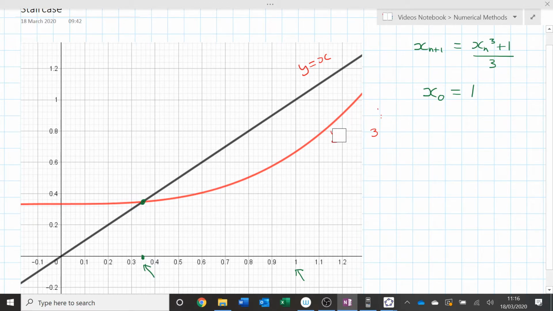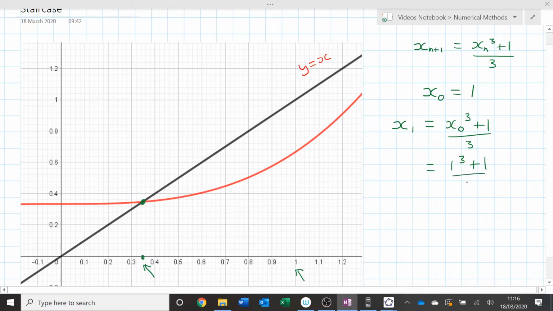I'm now going to use the iterative formula to try and calculate the next values in this sequence. I'm going to rub that out because I'm just getting in the way. Okay, so x1. I'm going to put x0 into the right-hand side, and x1 will be x n plus 1 out. So x1 is going to be x0 cubed plus 1 over 3, which in this case is going to be 1 cubed plus 1 over 3, which is 2/3.